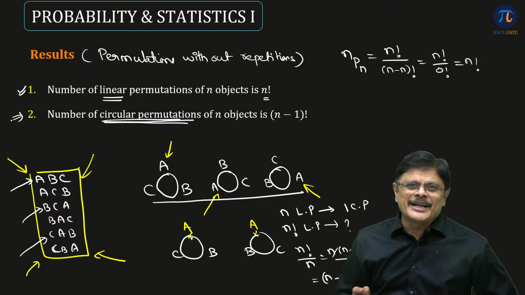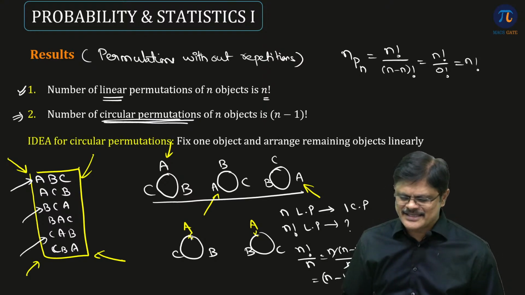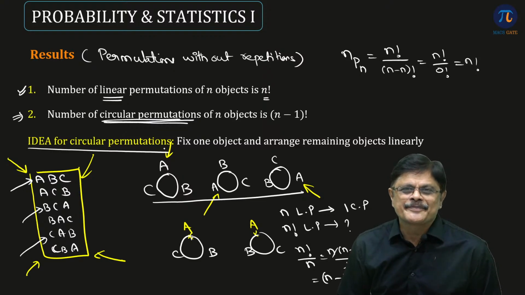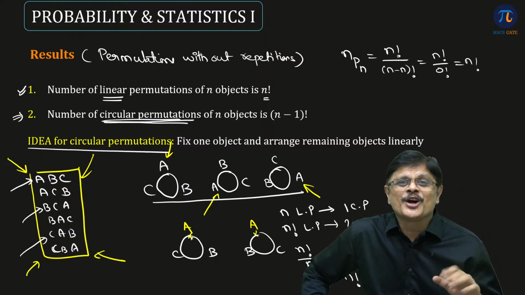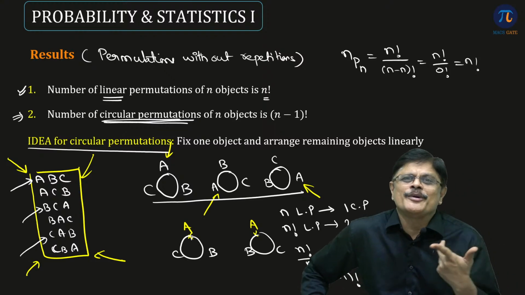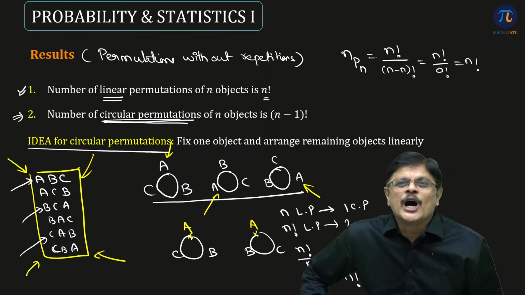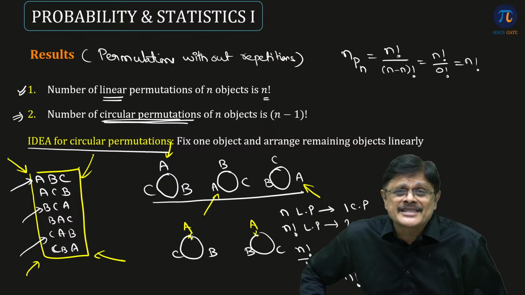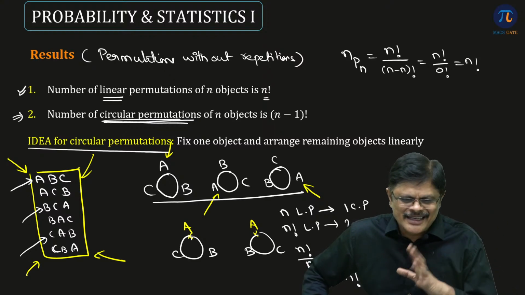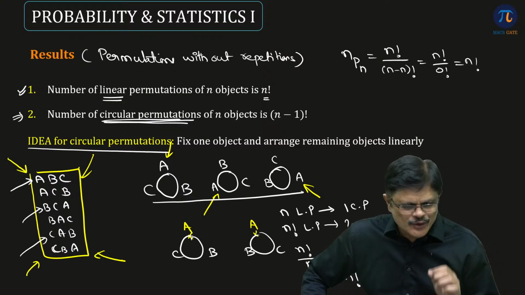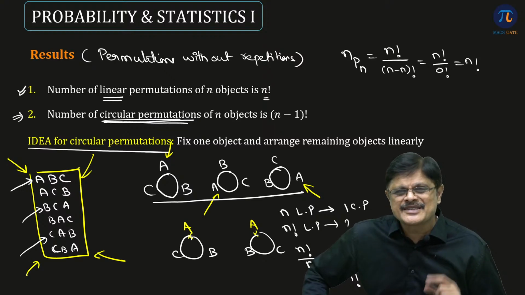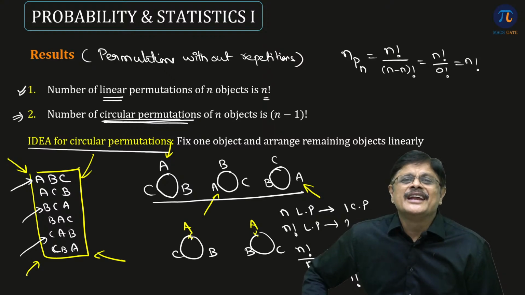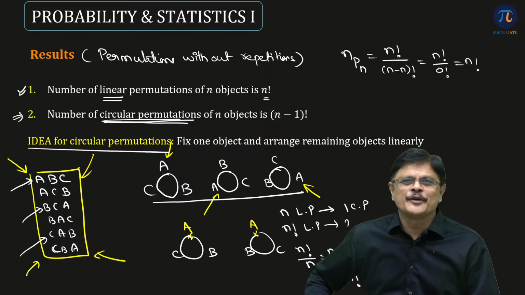Mathematically, logically we can understand it like this. Whenever it is a circular permutation, fix one object, arrange the remaining objects linearly. So once you fix one object, how many objects are present now? Only n minus 1. How many ways can you arrange n minus 1 objects in a line? n minus 1 factorial. And that is the answer. Is the idea clear? So that is about your circular permutations. Whenever it is circular permutations, fix one object and arrange the remaining objects in a linear manner, you are going to get the number of circular permutations. Is the idea clear? All of you able to follow?